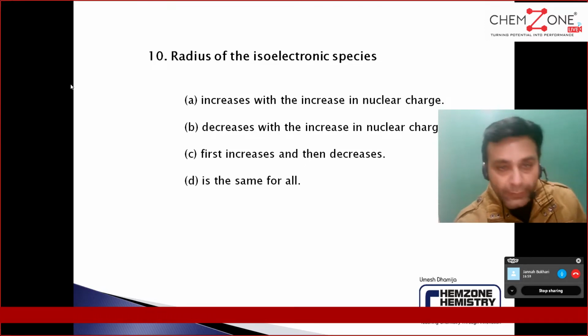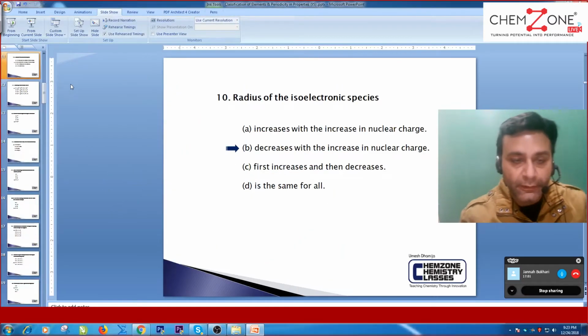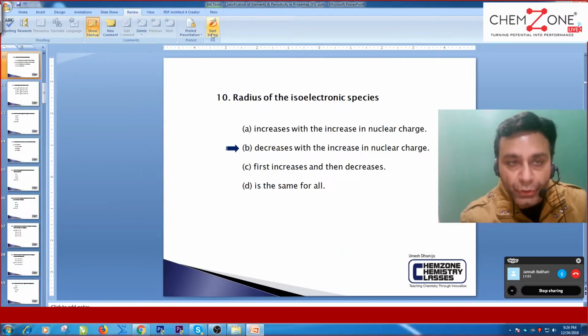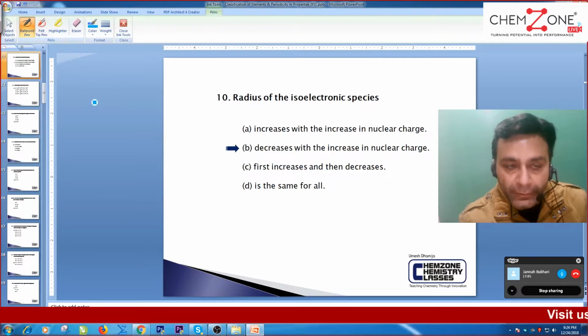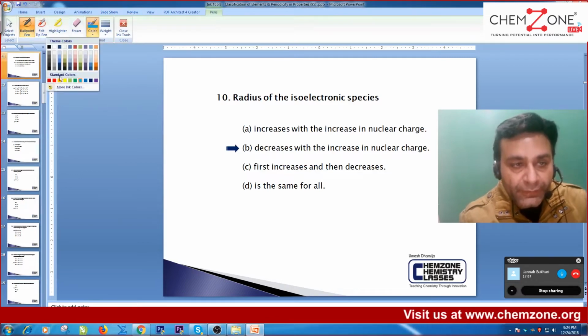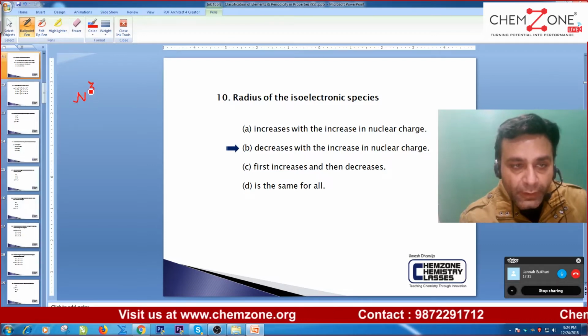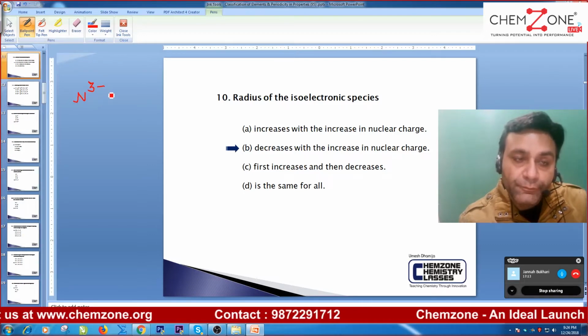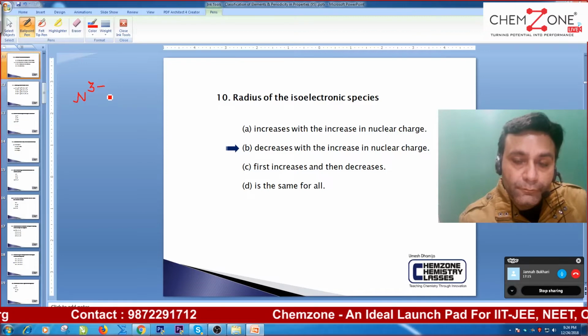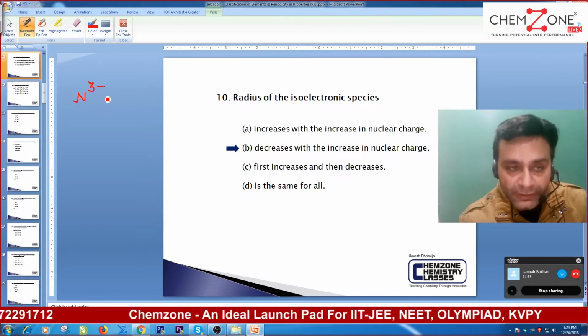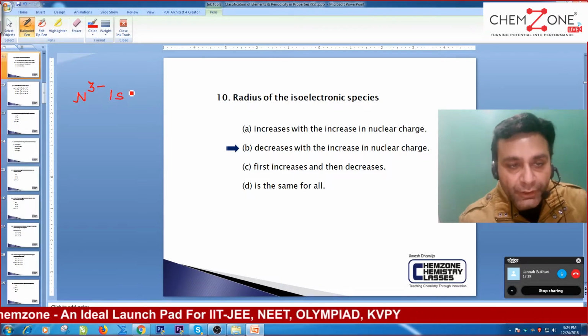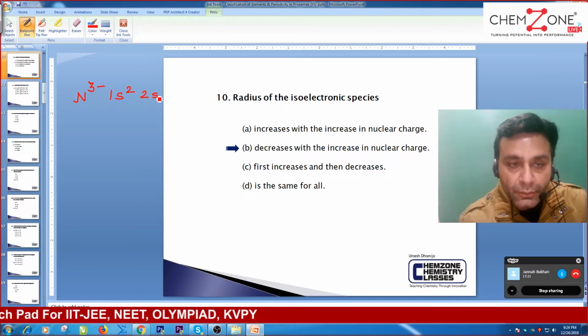Okay. I gave you one answer here, but I'm explaining it now. Suppose I'm giving you nitrogen 3 negative. How many electrons does it have? It would have 10. So the electronic configuration is 1s2, 2s2, and 2p6. Protons are equal to 7 here.